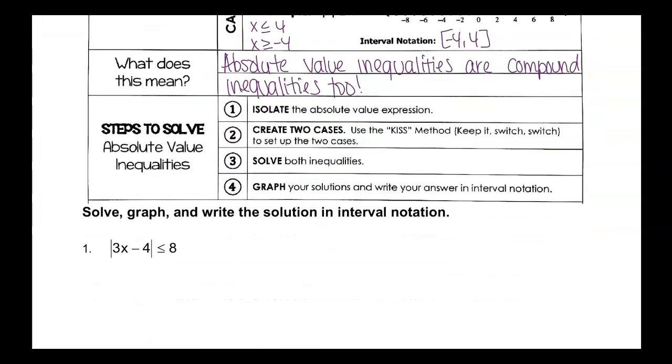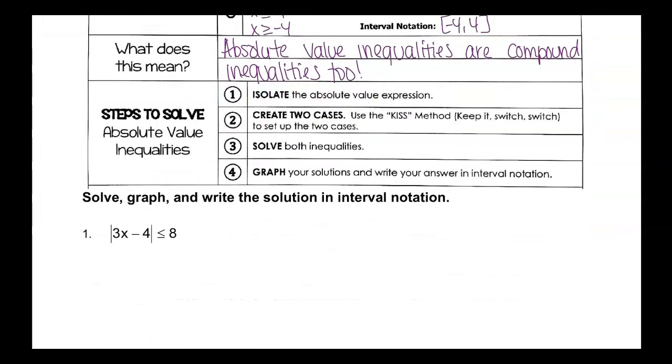So I'm going to scroll down just a bit and we're going to look at these steps. There's only 4 steps compared to the absolute value equations, and these steps are a lot nicer than the last one. So the first thing we have to do no matter what is isolate your absolute value expression. You have to do that right off the bat. The second thing you're going to do is create two cases.